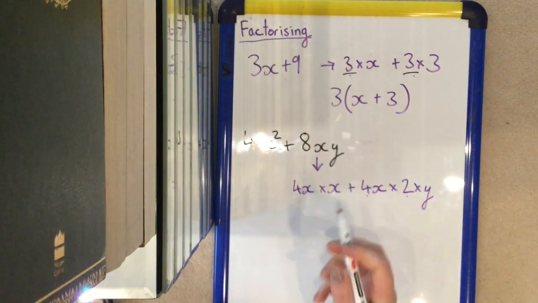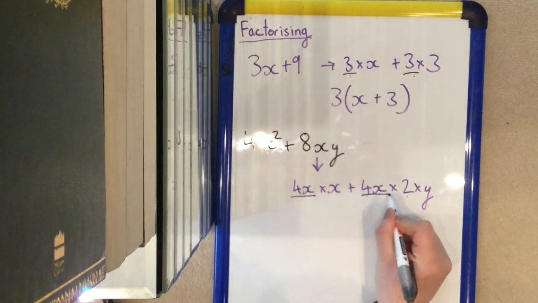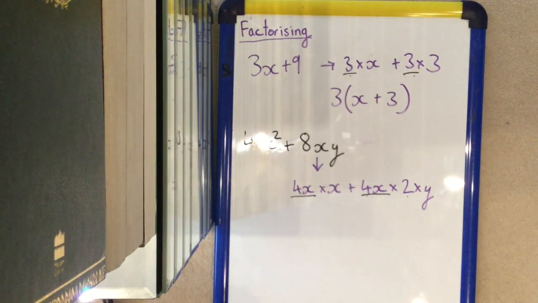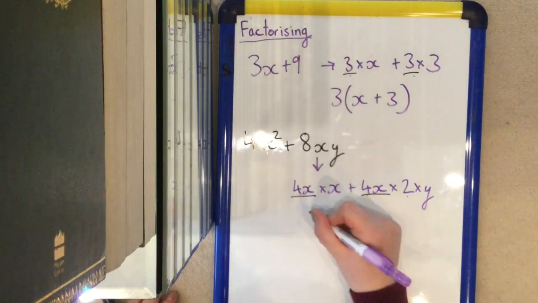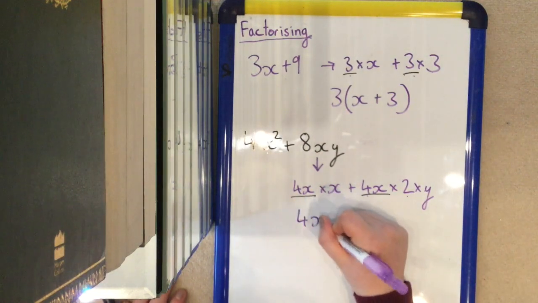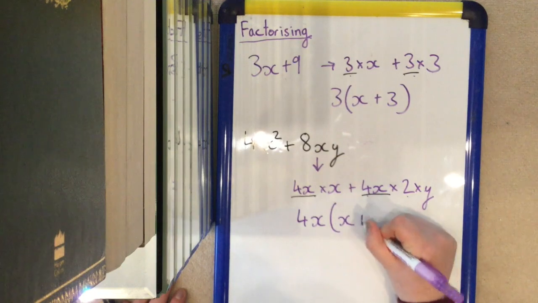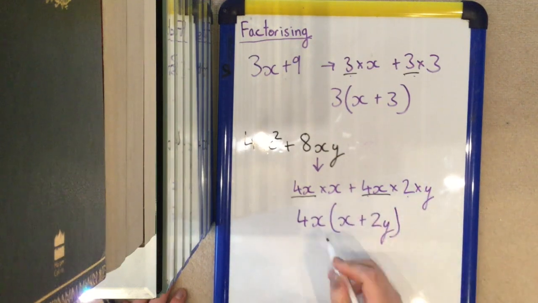I've now created a common factor of 4x in both of these terms. Pulling that 4x out allows me to write that expression as 4x lots of x plus 2y, which is much nicer than that.